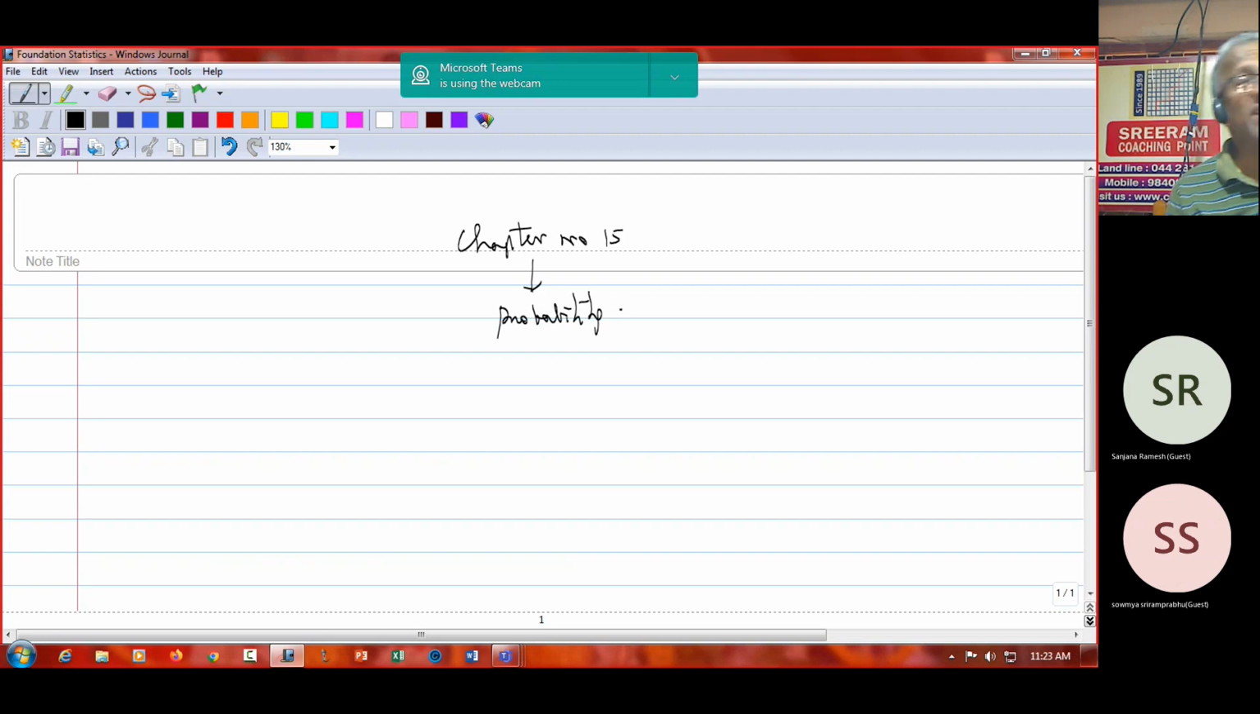Our MCQ itself is a probability study. What is the probability of the correct answer to the total number of answers? 1 by 4. How come it is 1 by 4? How is it 25%? Out of four given options, one would be the correct answer. Or total minus 3 wrong answers.